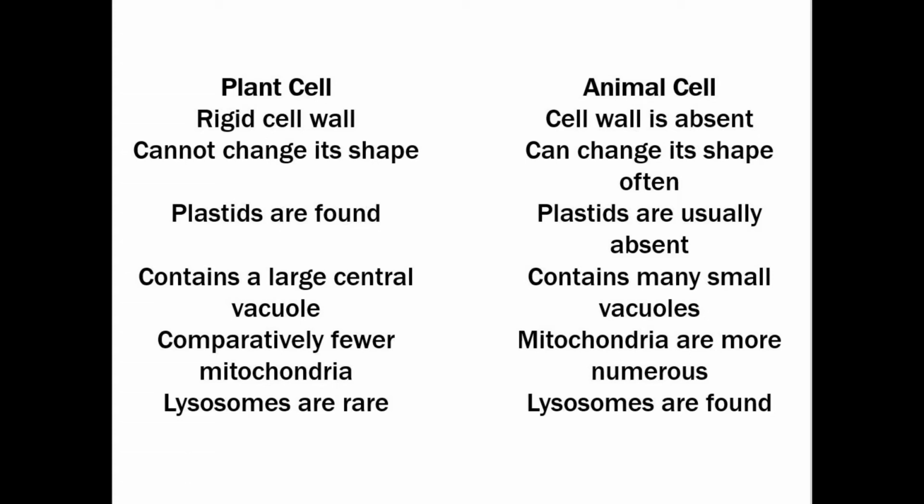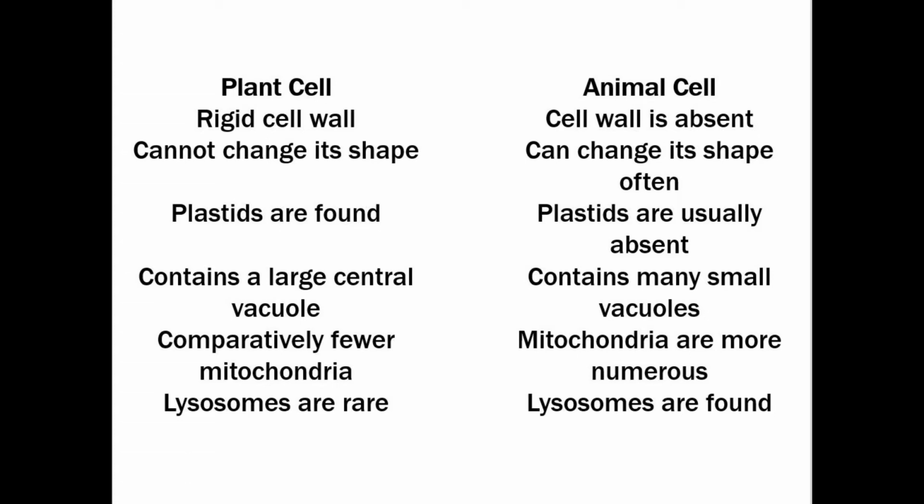A plant cell has a rigid cell wall, whereas in animal cell the cell wall is absent. We have cell membrane. Plant cell cannot change its shape. Animal cell can change its shape often. Plastids are found in plant cells. Plastids are usually absent in animal cells. There are plastids in very few animal cells which can do photosynthesis on their own. Those are exceptional.